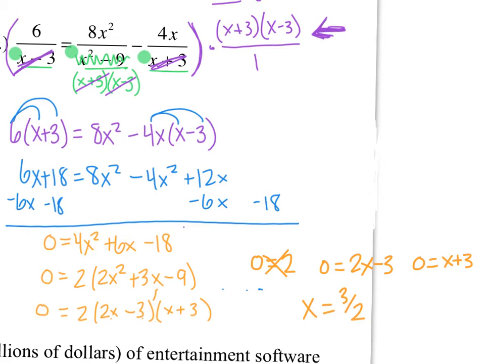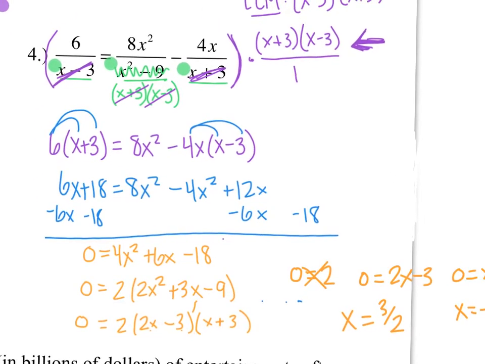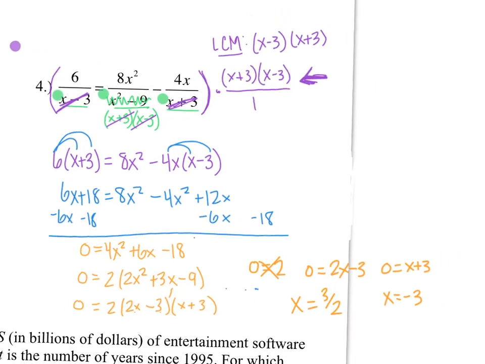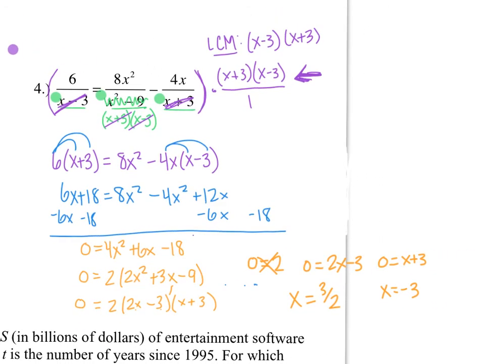And over here, x would be negative 3. Now, you guys have to check for those extraneous solutions. So, if you check this, you do need to check and make sure that it makes it true. But the more important thing, guys, is that you're checking to make sure that you can't divide by a denominator of 0.